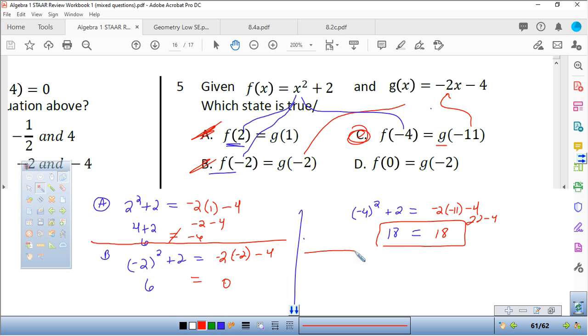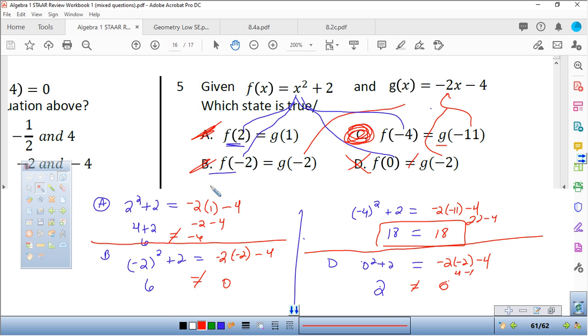Ready? Okay, so f of 0 means right here, plug that into that one right there. And we're going to have 0 squared plus 2, which is just 2. Is that equal to, when I get this part and plug it in right there, negative 2 times negative 2 minus 4, which is 4 minus 4, which is 0? No. No. This is no. Final answer, C.